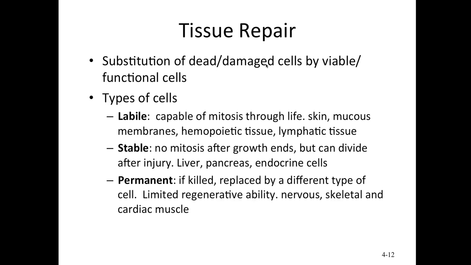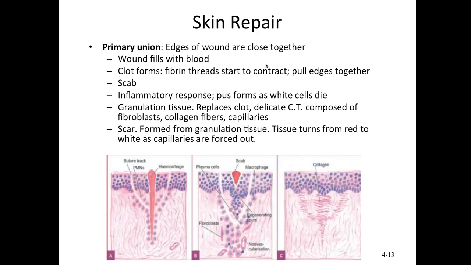And our last classification is permanent. So that means if they are killed, they are replaced by a different type of cell. And they have limited regenerative ability. So this includes nervous cells in your nervous system, skeletal, and cardiac muscle. And there's a lot of debate within the nervous system because we used to think that once you lost your neurons that you wouldn't be able to get them back, but we are seeing more and more research finding neurons within your central nervous system in which they can regenerate. So that's really promising.